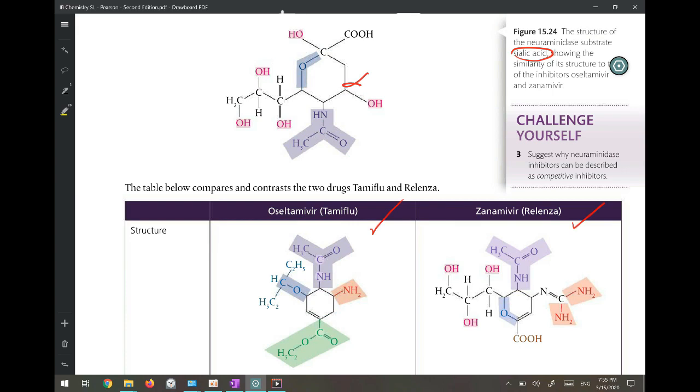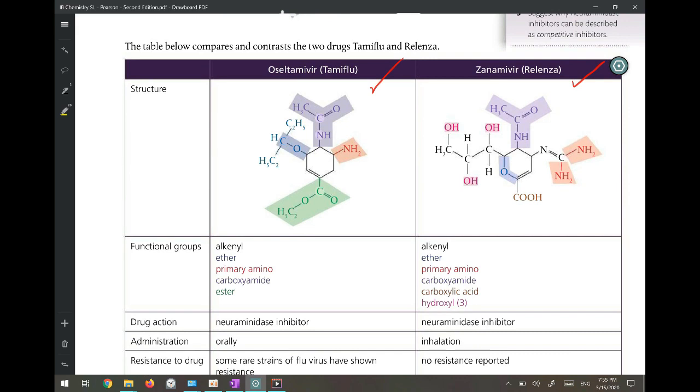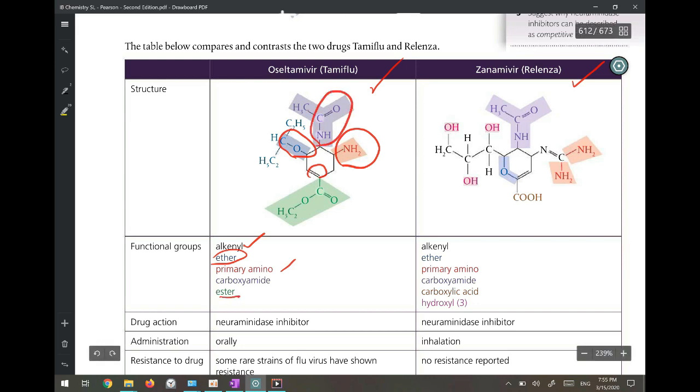The structure of these two medicines, oseltamivir and zanamivir, are given in the IB data booklet, but you must know their functional groups. Okay, so let's start from this one, oseltamivir. The functional groups that you have here: you have alkenyl group, you have ether group here, you can see ether group here. You have primary amino group here. You have carboxyamide group. Carboxyamide is the amide. And you have ester, which you can see here. So these are the functional groups of oseltamivir.